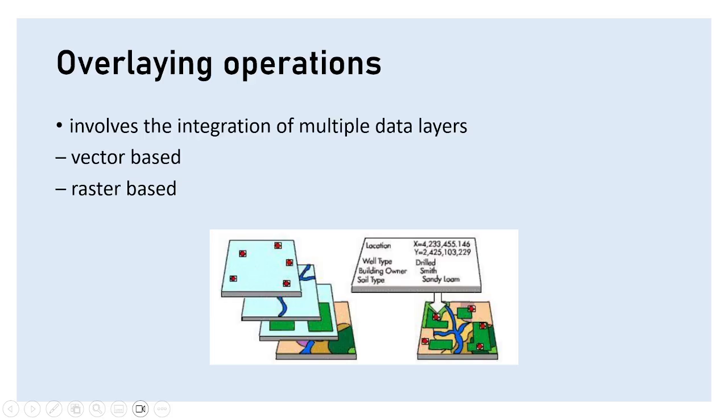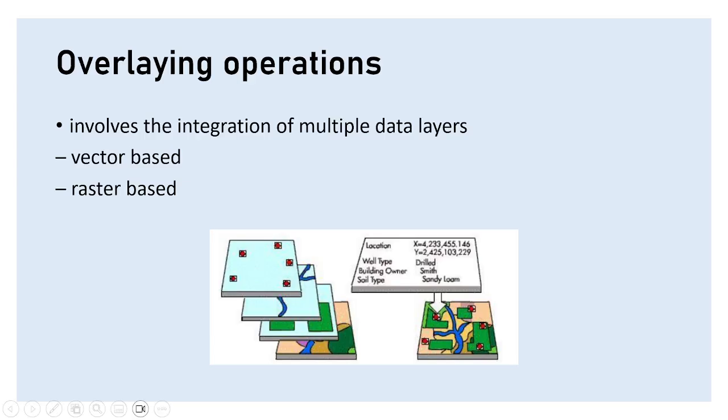So here we have multiple layers and we can use it in combination. Also, we can even combine the vector and raster layers together. So we can basically perform the overlaying operations on all of these.